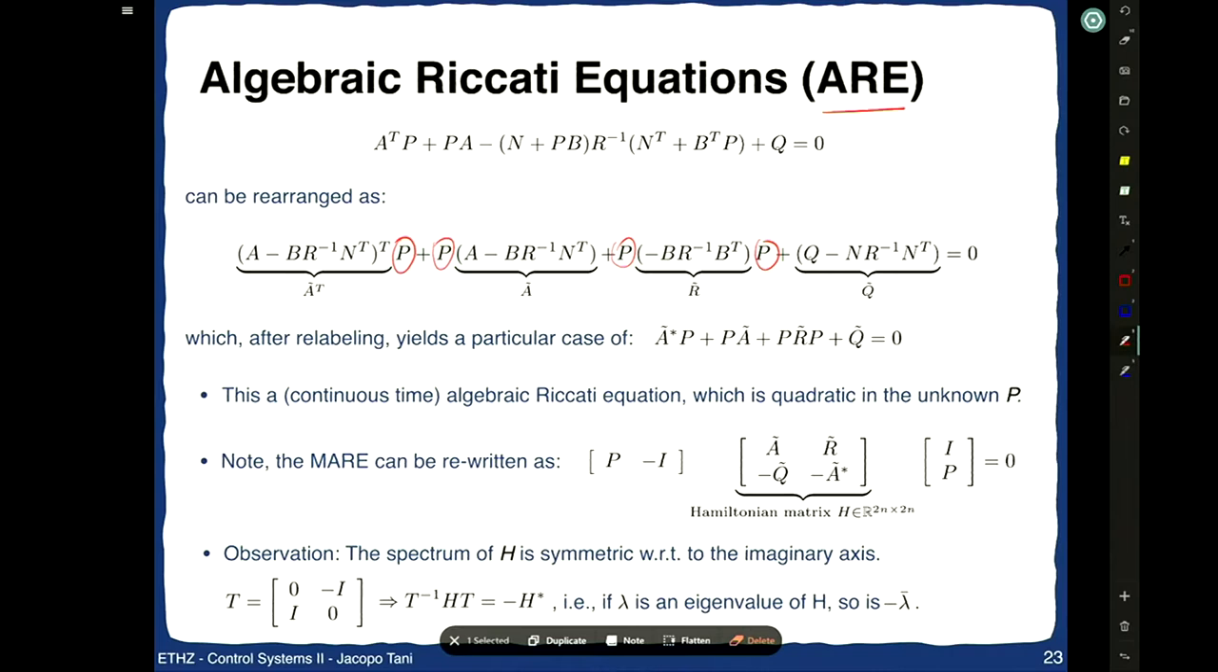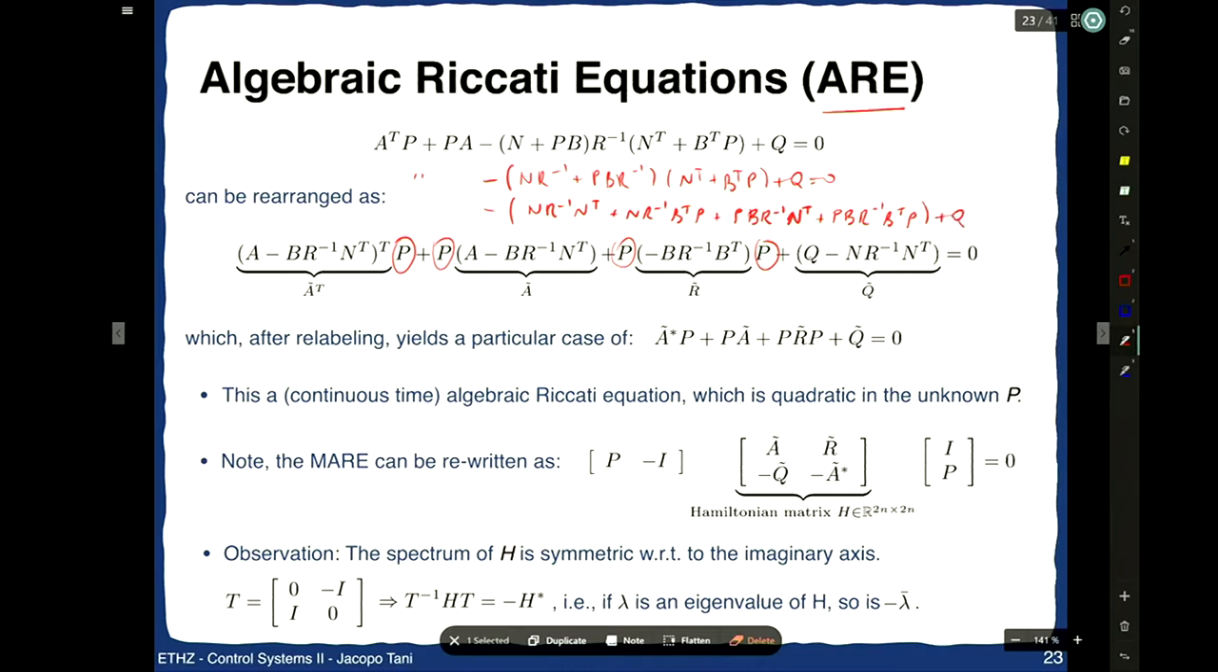It should be straightforward to see that if we just do the multiplications, it's just a boring process. I'll just show a passage, maybe. We have N R inverse plus P B R inverse times N transpose plus B transpose P plus Q equal to 0. Of course, this term stays the same. Then we continue doing the multiplications: N R inverse N transpose plus N R inverse B transpose P plus P B R inverse N transpose plus P B R inverse B transpose P plus Q.